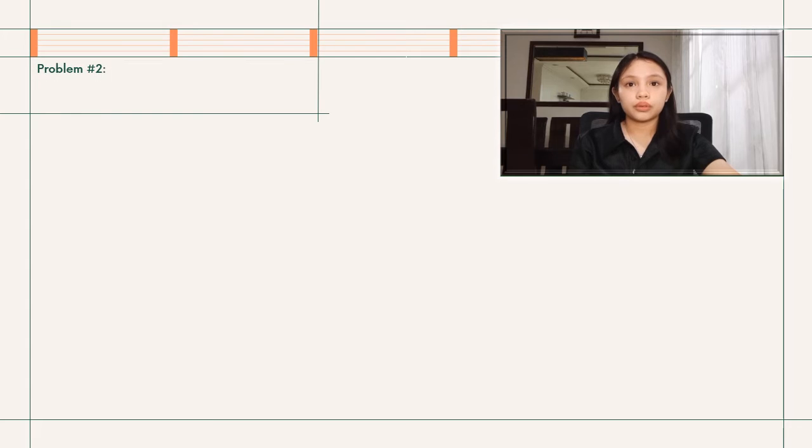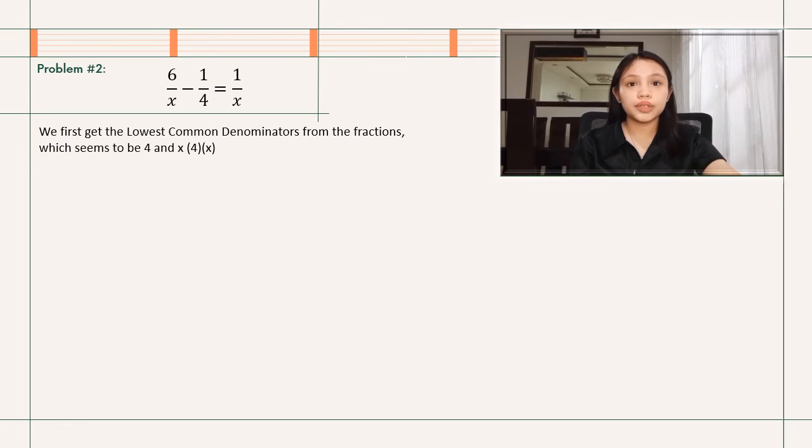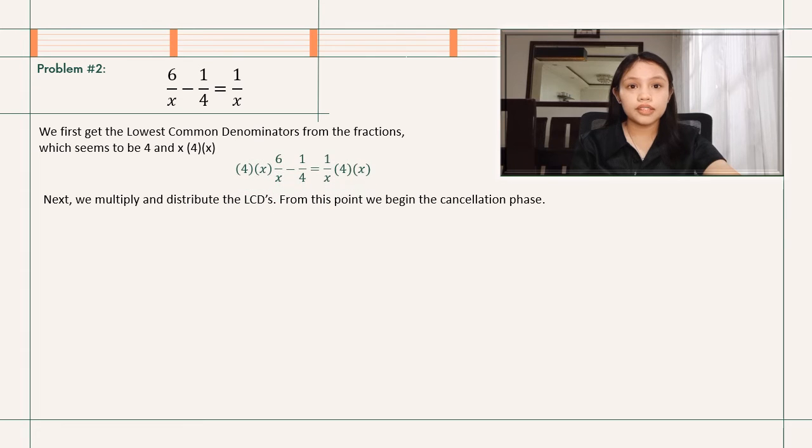Problem number 2. 6 over x minus 1 over 4 equals 1 over x. We first get the lowest common denominator, or LCD, from the fractions, which seems to be 4 and x. So we have 4 times x. Next, we multiply and distribute the LCD. So now we have 4 times x times 6 over x minus 1 over 4 equals 1 over x times 4 times x. From this point, we begin the cancellation phase.